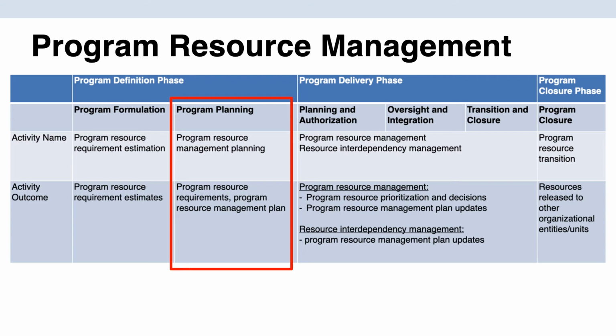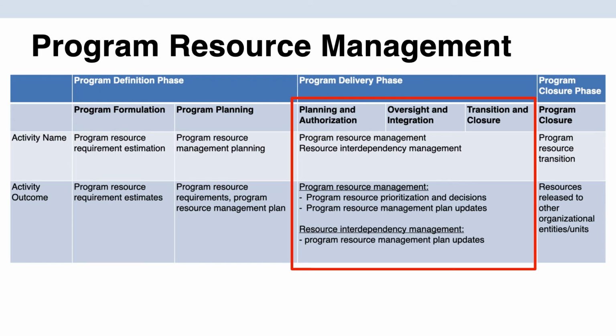So the program resource management planning happens, and this will result in the program resource requirement as well as the resource management plan itself. So the resource management plan, just like the other plans that we have covered, is a component of the overall program management plan. And this plan will forecast the expected levels of resource that's going to be used across program components.